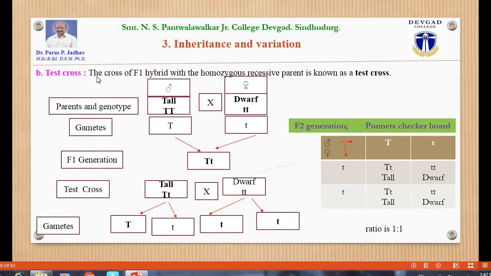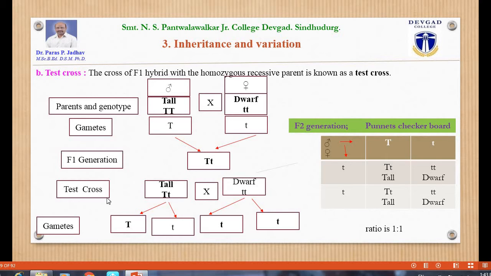Then test cross. The cross of the F1 hybrid with the homozygous recessive parent, this is important, the recessive parent, is known as test cross. The same example is here: a tall plant with genotype capital T small t is crossed with the dwarf plant. Gametes containing capital T allele and gametes containing small t allele fuse, and the F1 generation shows capital T small t genotype and it is a hybrid tall plant.